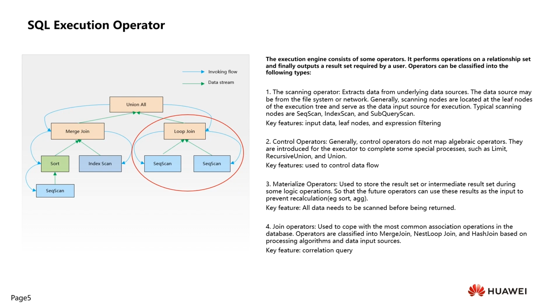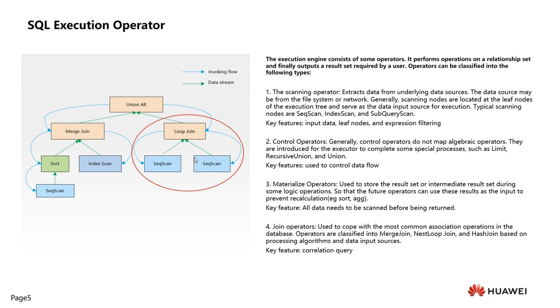There is an example on how the operators interact, on the left-hand side of the screen. So this is a tree structure where each node in this tree is an operator. And in this chart, the blue arrows denote the invoking flow. So we can see the union operator invokes merge join and nested loop join, and the two join operators invoke the sort and scan operators. And the green arrows in this chart denote the direction of the data flow.